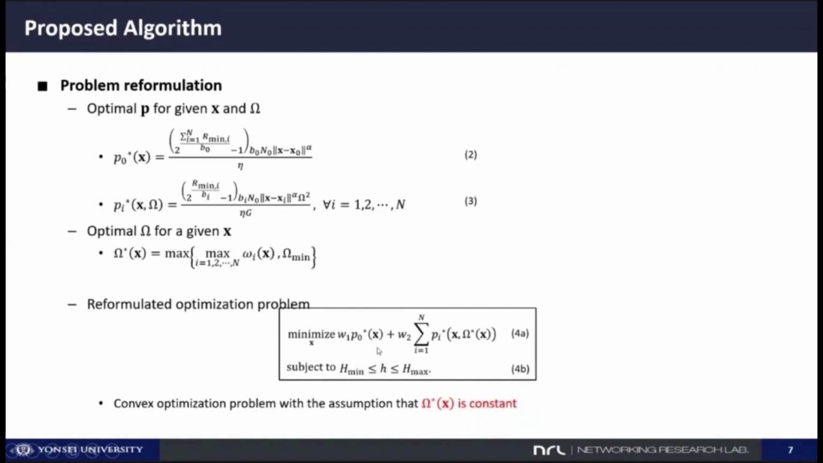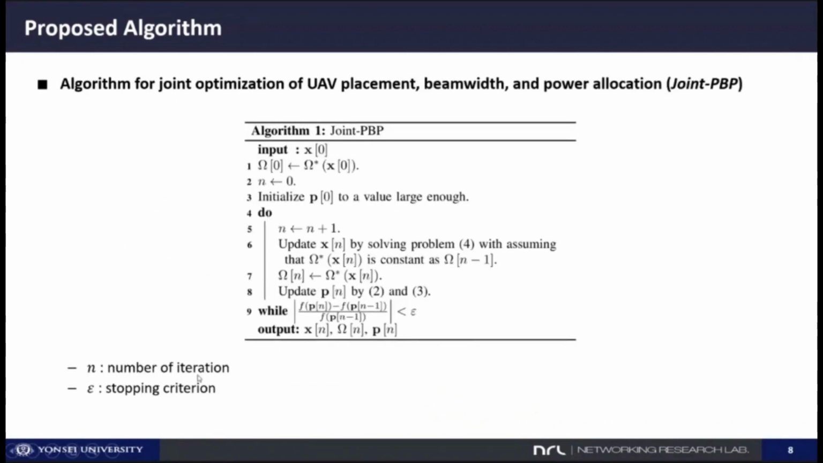Although we reformulate the optimization problem, it is also not a convex optimization problem, but we can easily check that if we assume that this omega star is constant, this optimization problem is a convex optimization problem. So using this fact, we propose an algorithm to serve it. And we name the algorithm joint PBP, which represents algorithm for joint optimization of UAV placement, beam width, and power allocation.